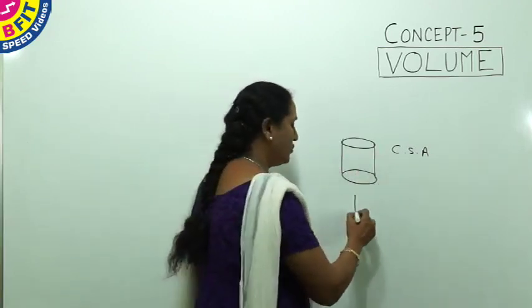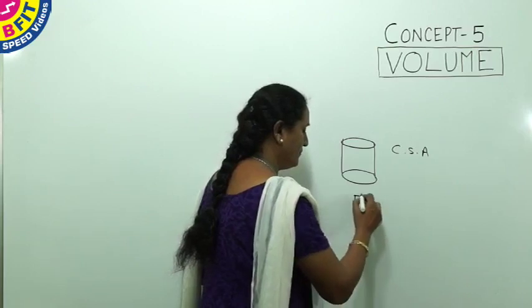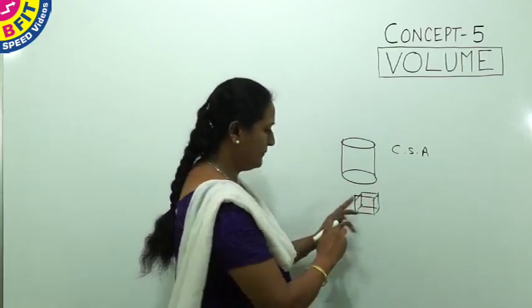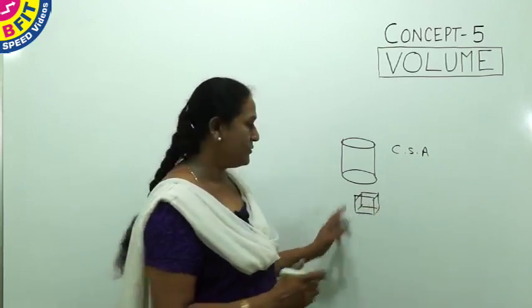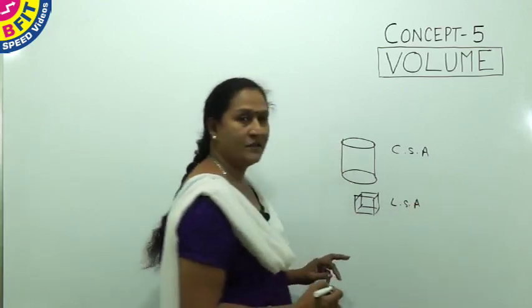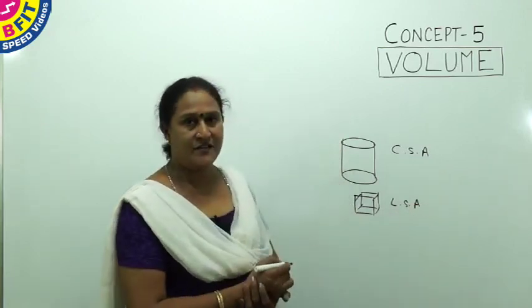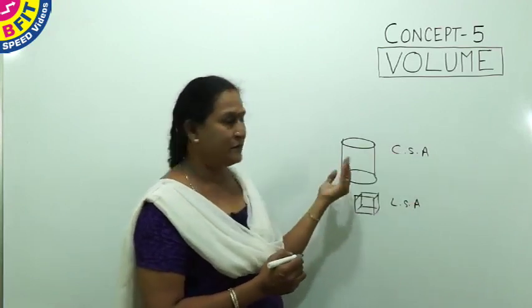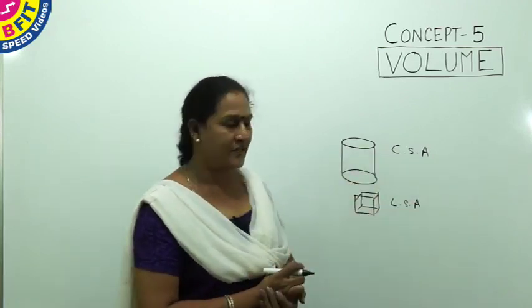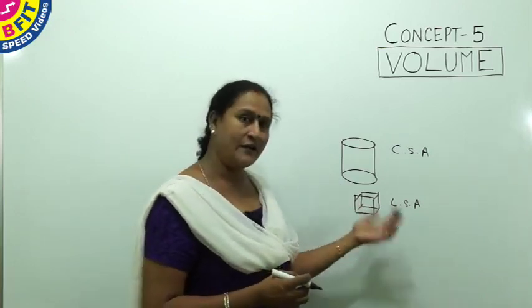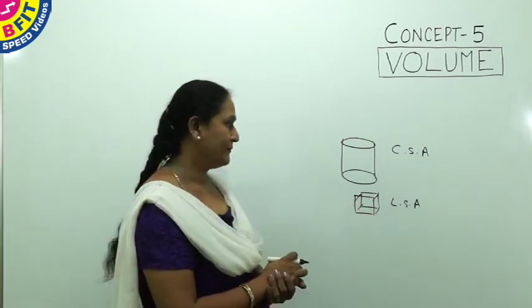Suppose it is a cube, where the vertices are sharp, then the outer surface area is called lateral surface area or LSA. If the sides are curved, then it is termed curved surface area. So for a cuboid, we call it lateral surface area.